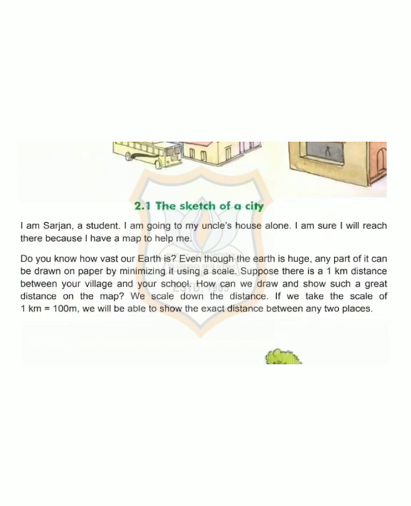Children, do you know how vast our earth is? Even though the earth is huge, any part of it can be drawn on paper by minimizing it using a scale. For example, suppose there is 1 kilometer distance between your village and your school. How can we draw and show such a great distance on the map? We scale down the distance. If we take the scale of 1 kilometer equal to 100 meters, we will be able to show the exact distance between any two places.